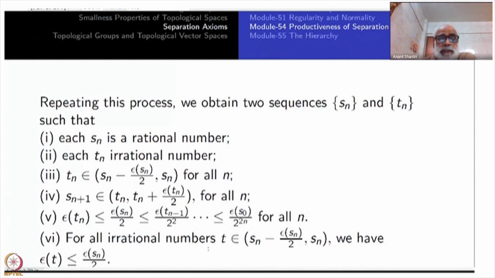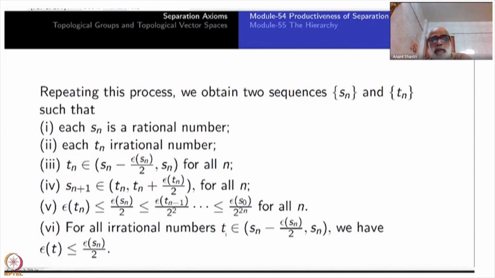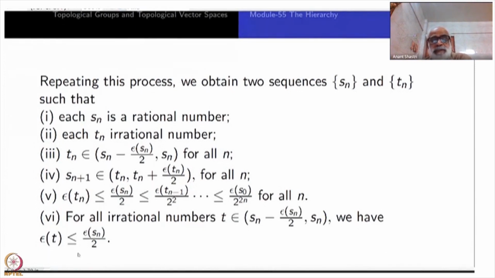By the nth stage, you will have 2 squared, 2 to the 4, and so on, 2 to the 2n for all n. For all irrational numbers t between Sn by 2 and Sn, we have epsilon t is less than or equal to epsilon Sn by 2. Once you have chosen that one, for everything in between also, the length of those intervals which you have chosen has to be short, otherwise they will collide with the other one which you have chosen for the rational numbers.